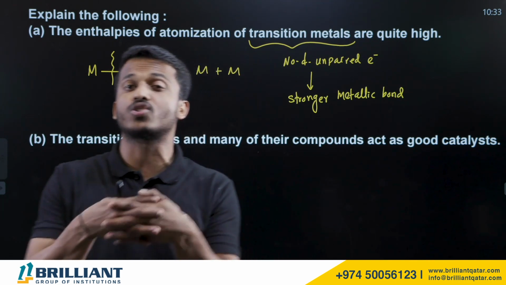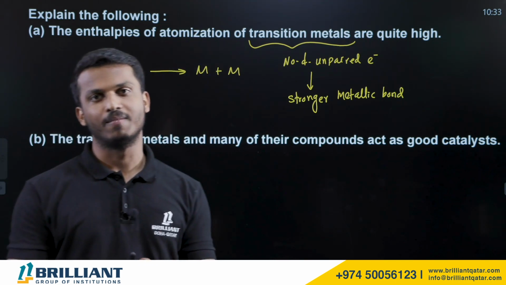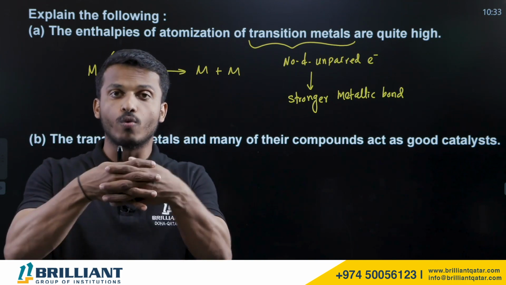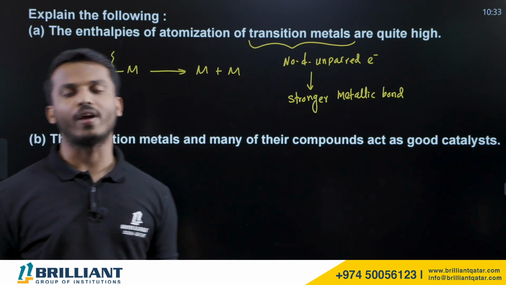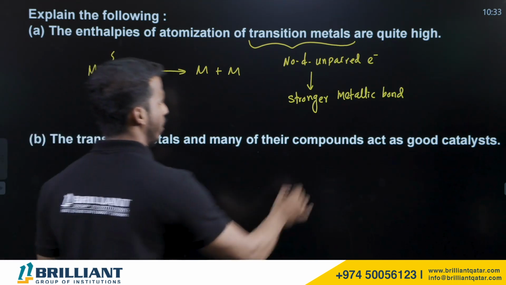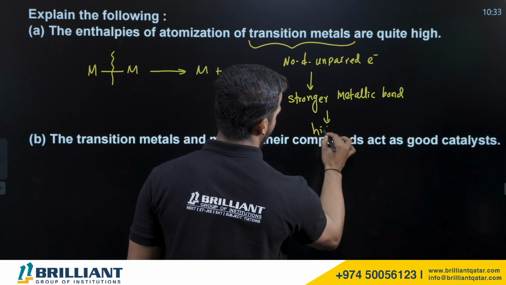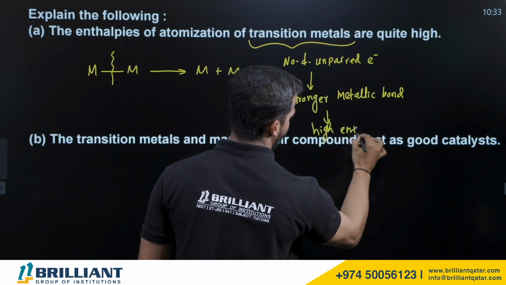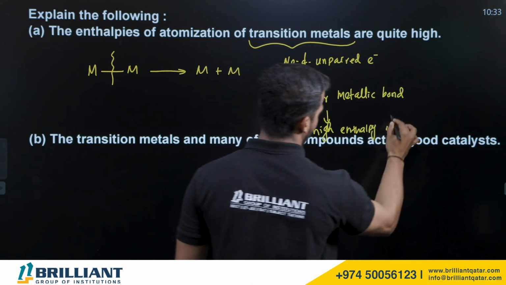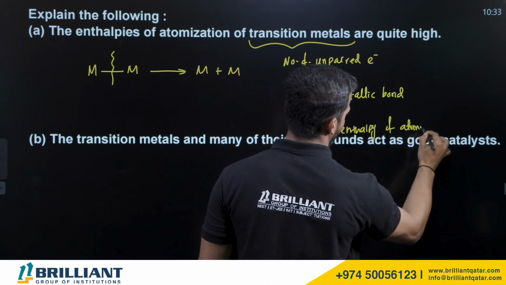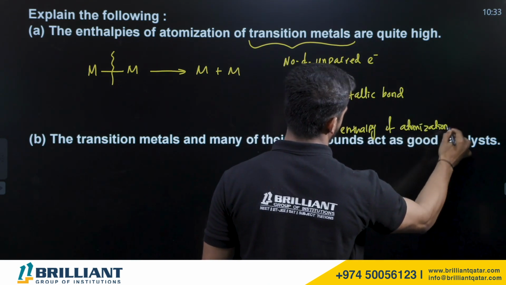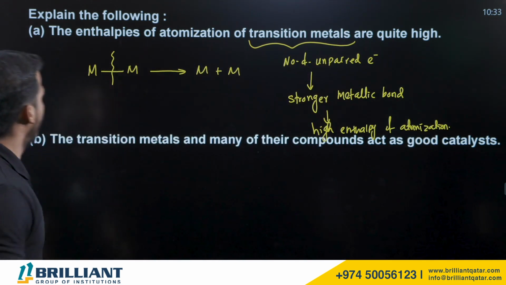So metallic bond strength increases, which means if you want to break it, you have to apply more energy. Therefore, we can say that it has high enthalpy of atomization. Hope you clear the answer.